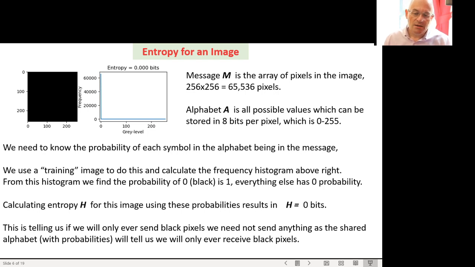To calculate this entropy value, you need to know the probability. And since the probability of black is 1, everything else has 0 probability, if you put that into the equation on the previous page, you'll find entropy H is 0.